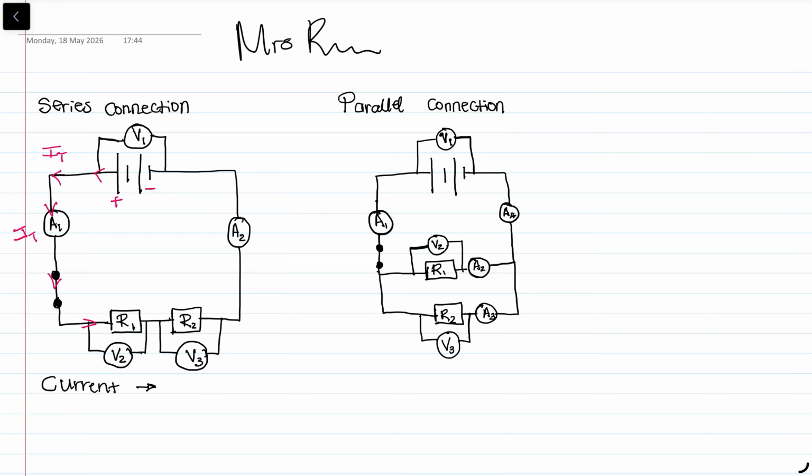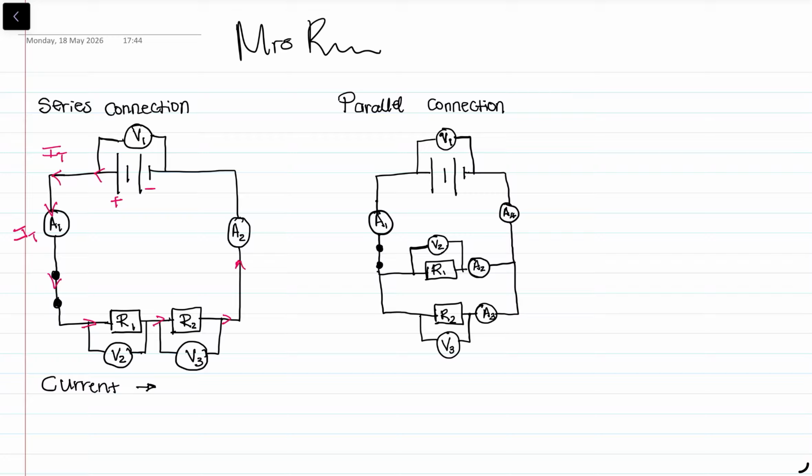Why? I hope you answered. We explained it in the last video. It is because the voltmeter has a very high resistance, meaning that it's a path that the electrons are going to ignore or avoid. Then they're going to pass through R1, R2, A2.